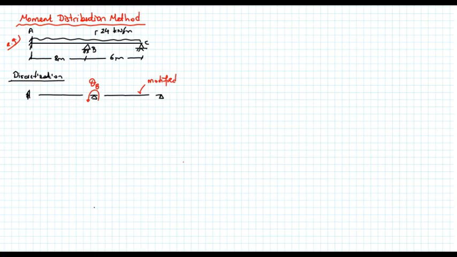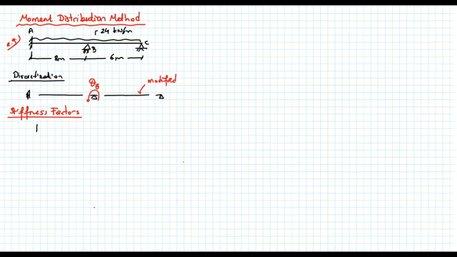But let's again repeat that. So we did the discretization. We have 1 degree of freedom, rotation at B, meaning that we will do moment distribution at point B. So let's calculate the stiffness factors now. Stiffness factors. So I have two members. I am doing moment distribution at B.